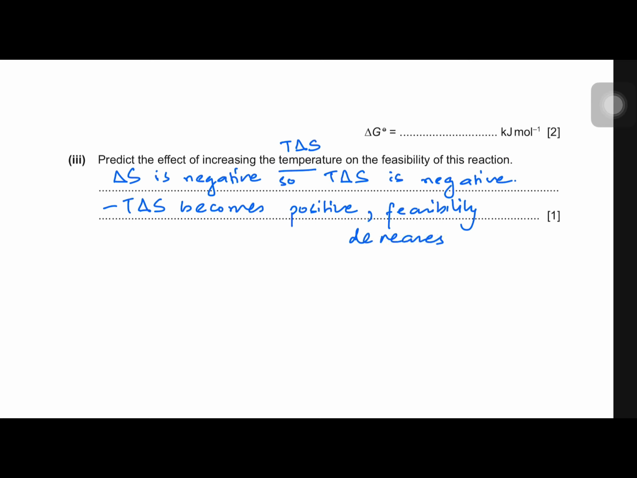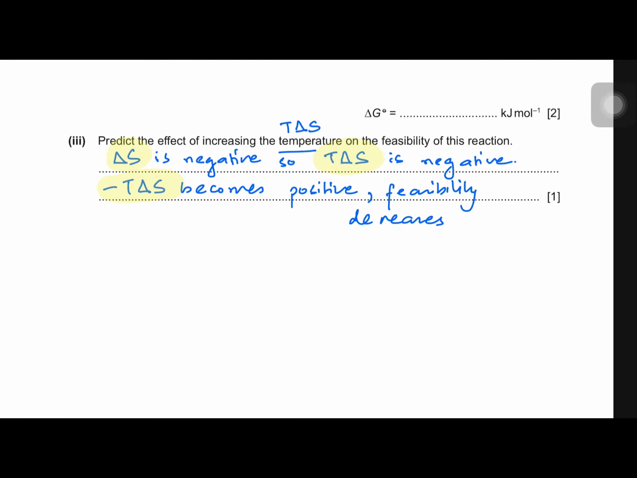You can see in my answer, I talk about delta S, then I talk about T delta S, and then I talk about minus T delta S. And then I base my answer finally on minus T delta S. I hope these ideas are clear to you guys.